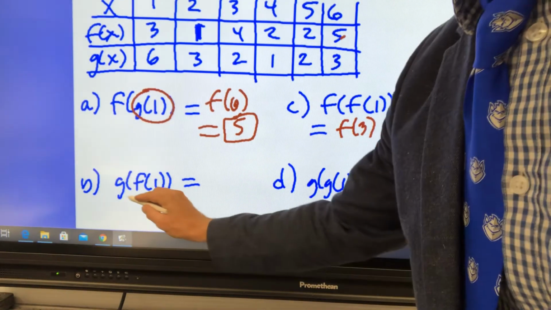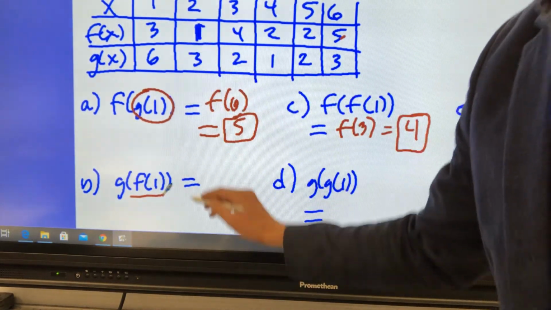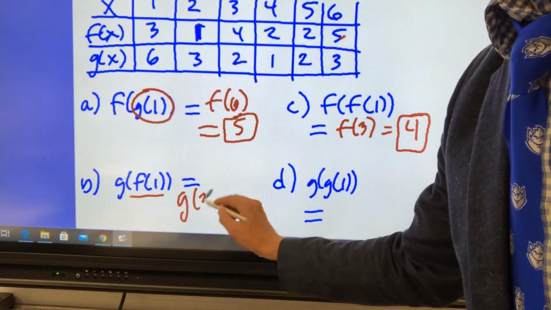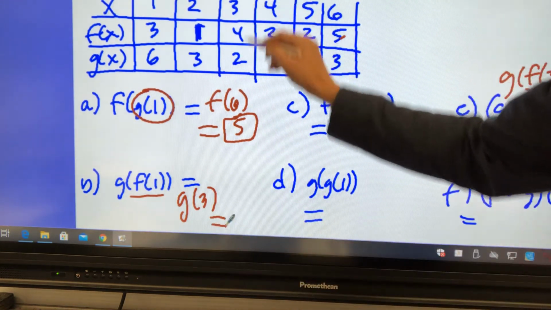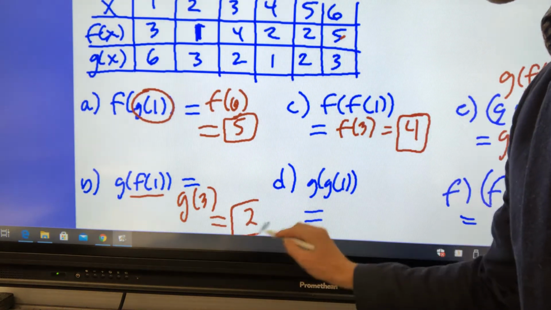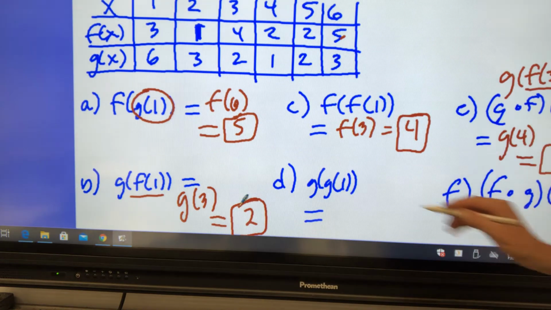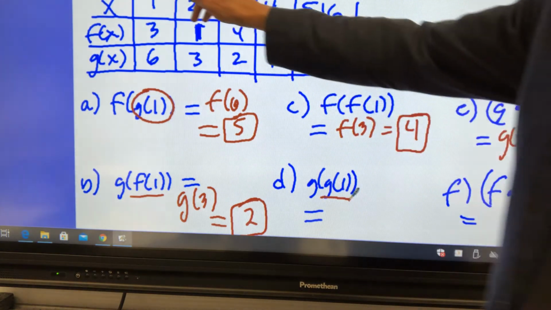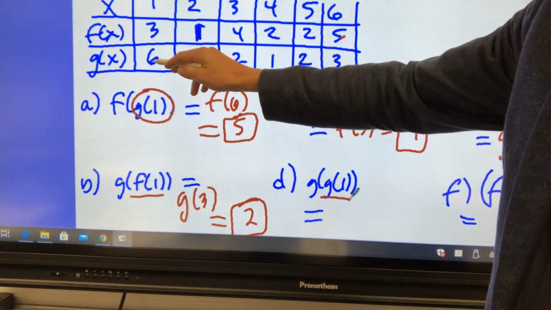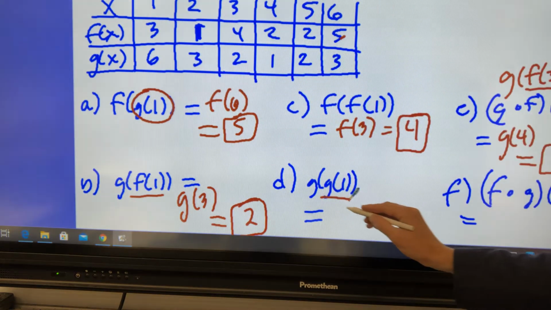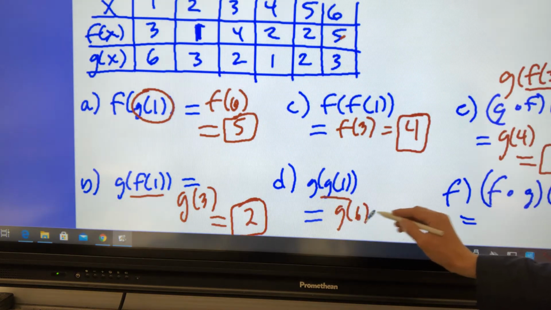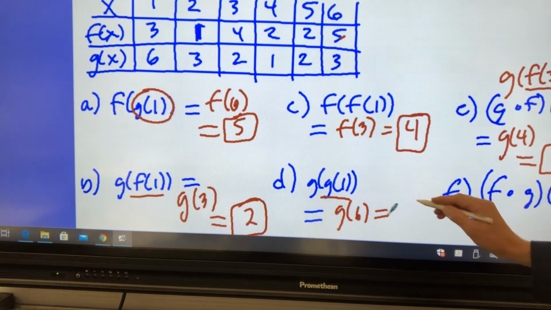G of f of 1. What's f of 1? F of 1 is 3. So what's g of 3? G of 3 is 2. Then g of g of 1. What's g of 1? G of 1 is 6. G of 6 is 3.